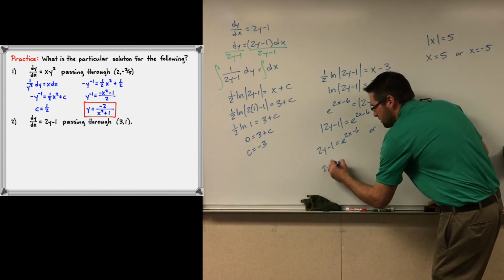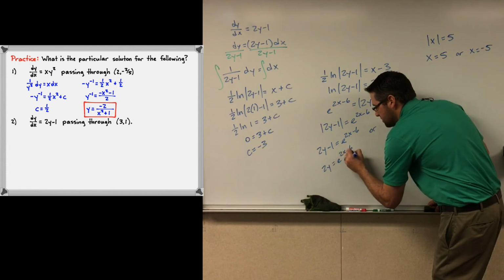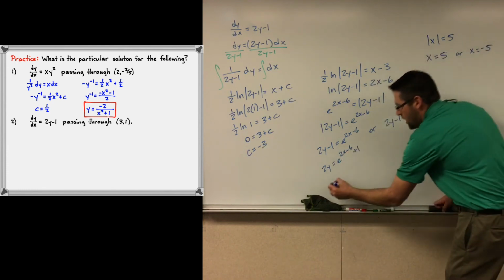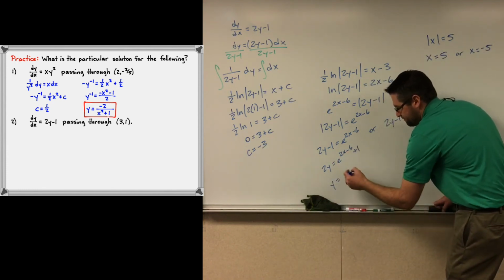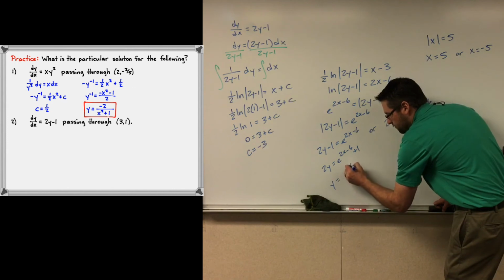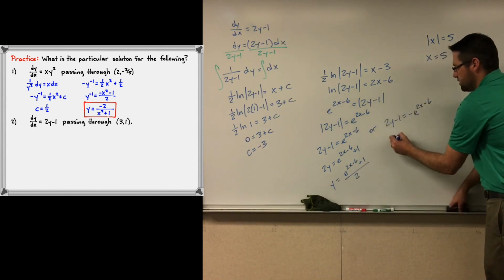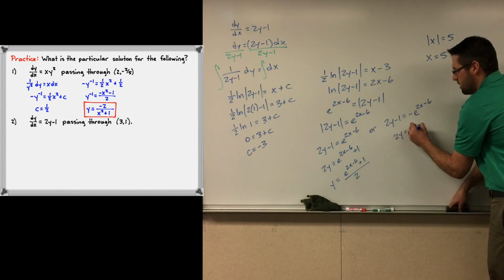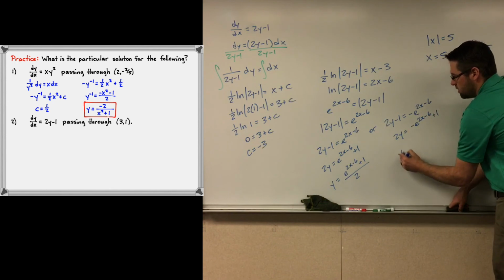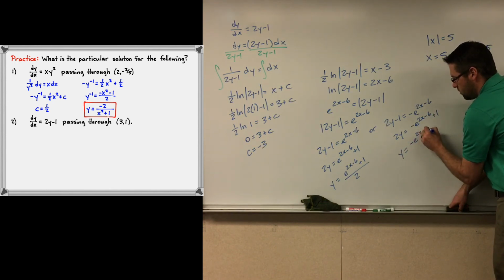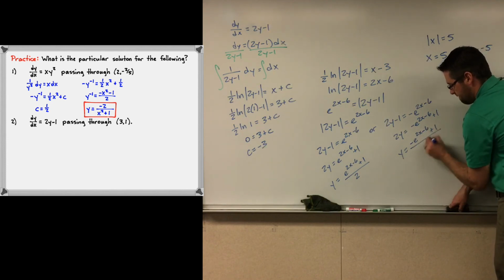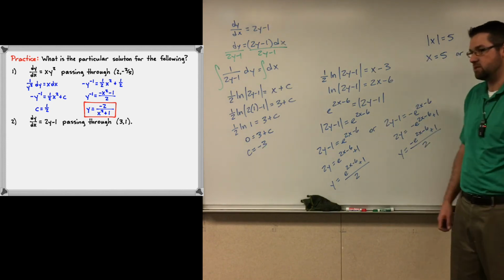So 2y equals e to the 2x minus 6 plus 1. And so y equals e to the 2x minus 6 plus 1 all over 2. And then this one is 2y equals negative e to the 2x minus 6 plus 1. Yes. But there still is only one answer here. How do you know which one it is?